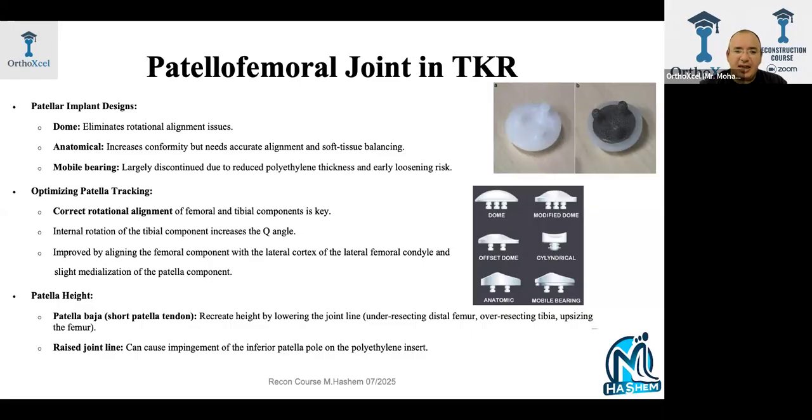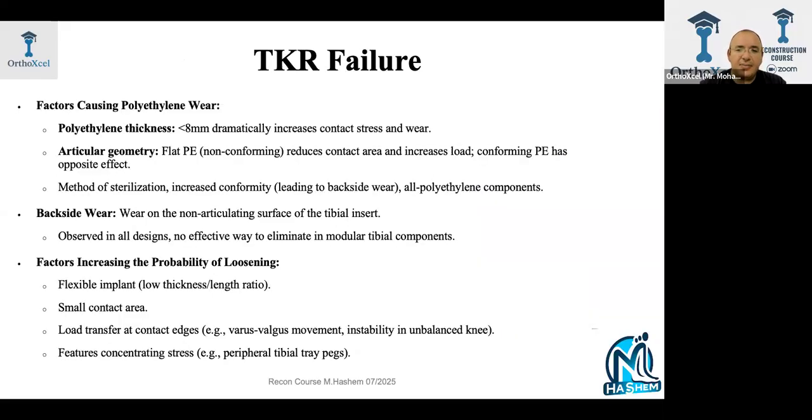To optimize the patellar tracking, we spoke about this. The patellar height depends mainly on your joint line. If you raise your joint line, you do a patella baja. If you drop your joint line or lower your joint line, you do a patella alta.